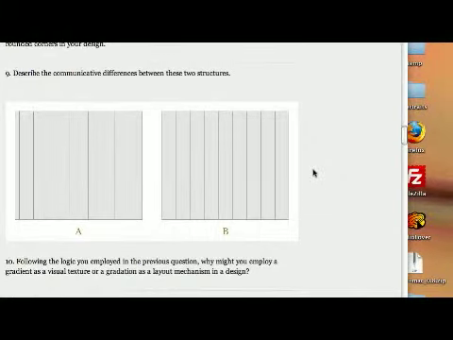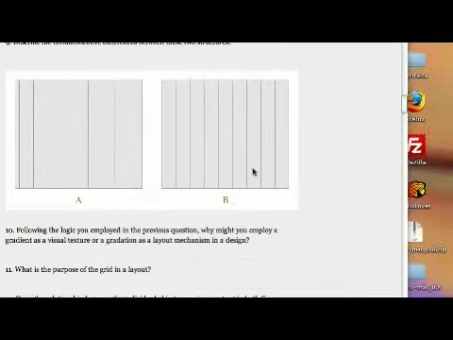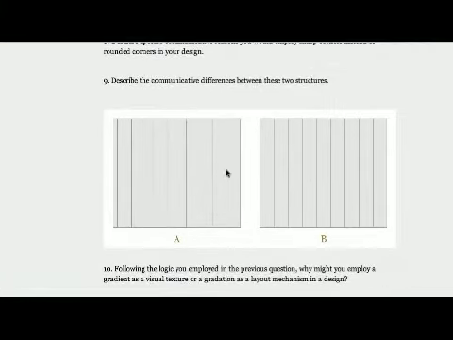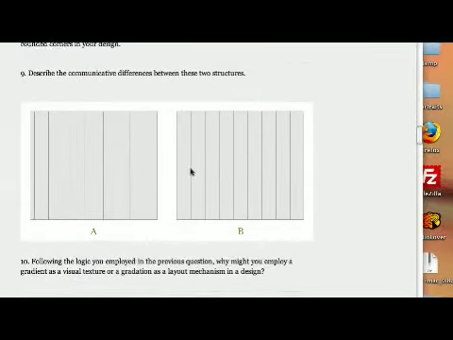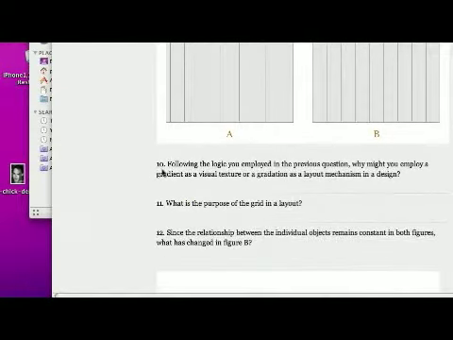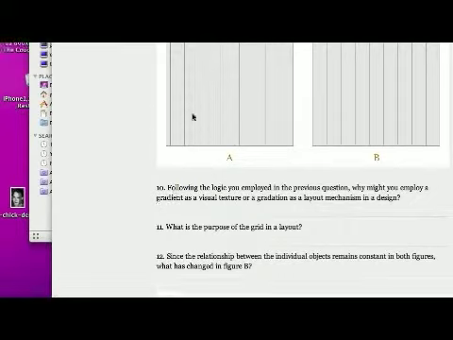Creativity is not design test. So we are looking at A and B, and I was saying that A is better because it's asymmetrical and it leads your eye from left to right, and B is symmetrical because it is balanced straight across. So we're on number 10. Following the logic you employed in the previous question, why might you employ a gradient as a visual texture or a gradation as a layout mechanism in design?